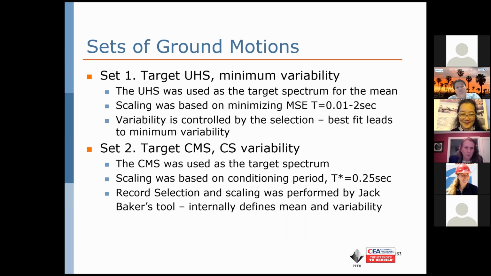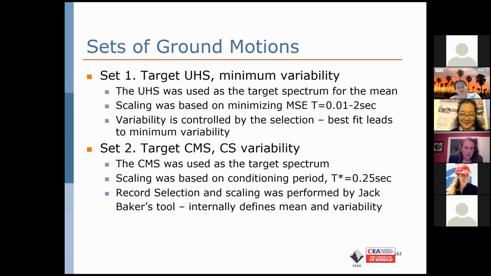So what we did is, the process when you do a ground motion selection with the uniform hazard spectrum is you use the uniform hazard spectrum as your target in a certain period range, but then you select the ground motions that have the best fit to your target spectrum in the mean. And by the definition of selecting ground motions based on the mean square error, you lead to a ground motion suite that has the minimum variability above the mean, just because you're picking records that have similar shapes to what your target spectrum is.